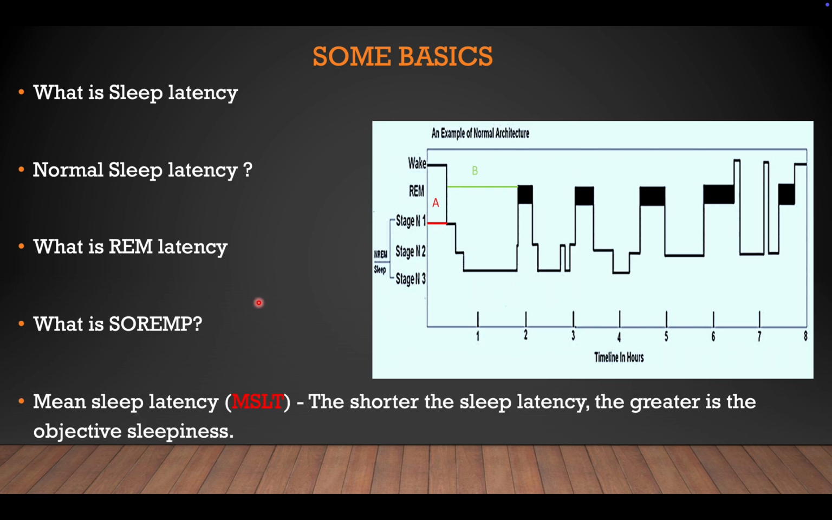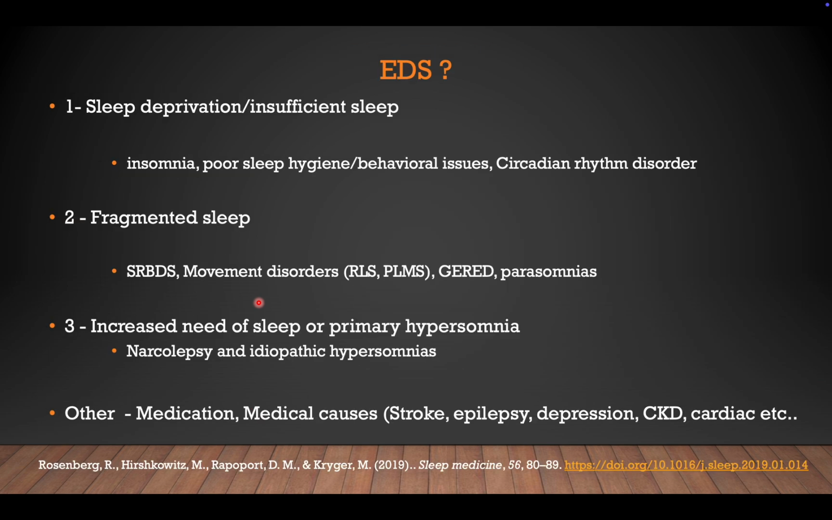Now, what is mean sleep latency? Mean sleep latency is the average of the sleep latencies of all the naps during the MSLT. Generally speaking, there will be 5 naps. You take the sleep latencies of nap 1, nap 2, nap 3, nap 4, and nap 5 and divide it by the number of naps. The shorter the sleep latency, the greater the objective sleepiness.